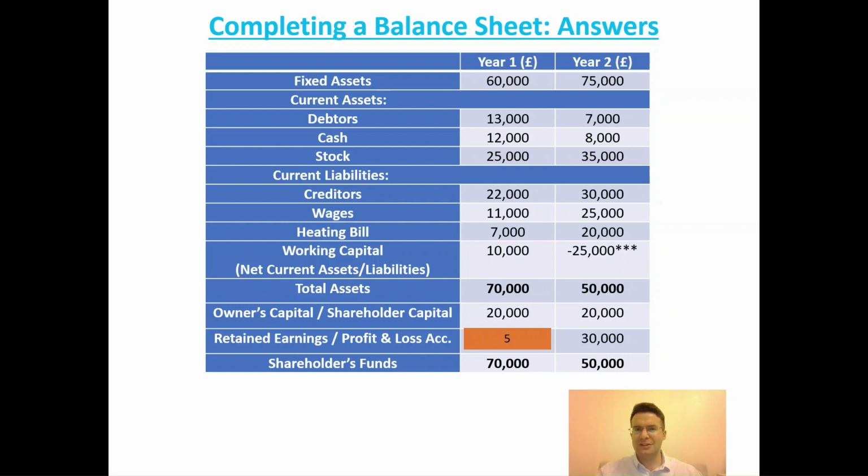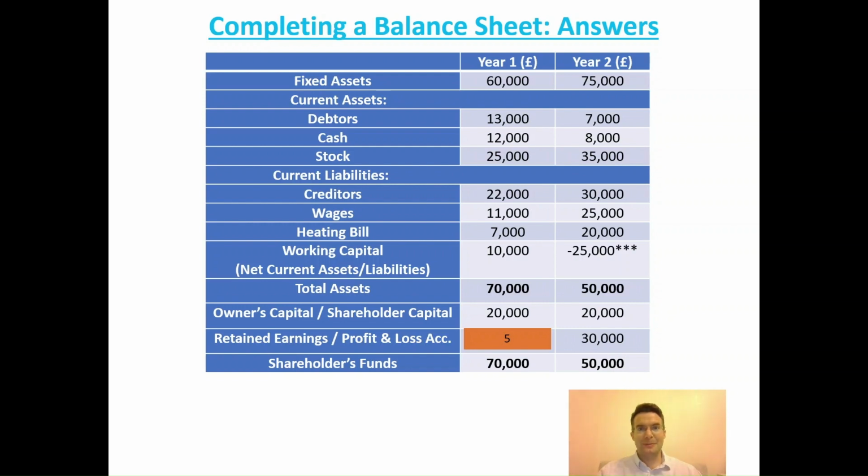But of course, there is a second way of doing this. We know, of course, that working capital has already taken into account the current assets and the current liabilities figure. So we could also simply go fixed assets of 75,000 plus the working capital, which in this case is minus 25,000. So therefore 75,000 minus 25,000 once again would give us our figure of £50,000.